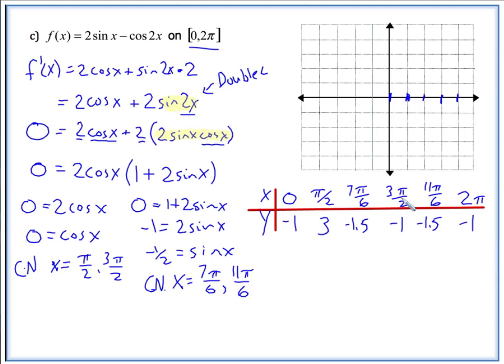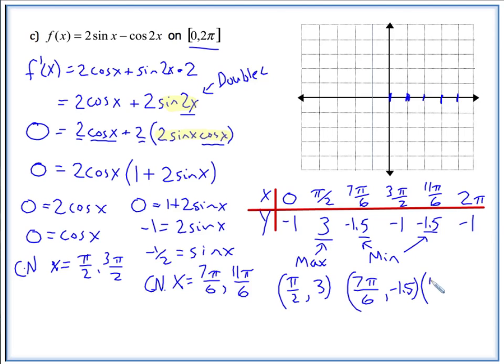Okay, so looking at this, 3 is going to be my highest, and so this is going to be my maximum here at pi over 2, comma 3. And looking at this, we're actually going to have two mins because negative 1.5 is the smallest. And so our mins are going to be at 7 pi over 6, comma negative 1.5, as well as 11 pi over 6, comma negative 1.5.